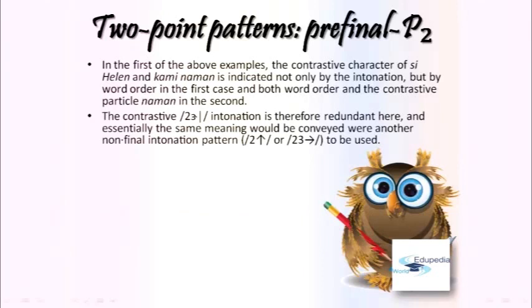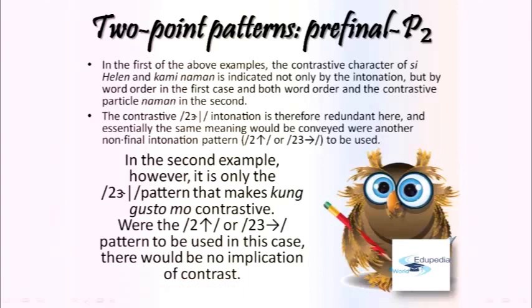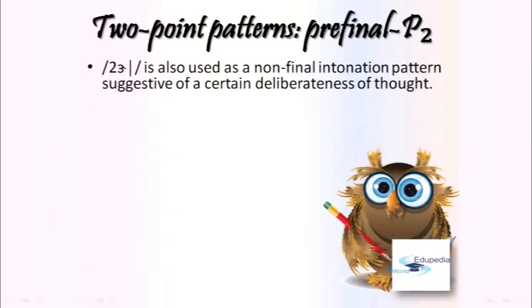The contrastive 2-a straight intonation is therefore redundant here, and essentially the same meaning would be conveyed were another non-final intonation pattern to be used. In the second example, however, it is only the 2-a straight pattern that makes kung gusto mo contrastive. Were a 2-up or 2-3 following arrow pattern to be used in this case, there would be no implication of contrast.